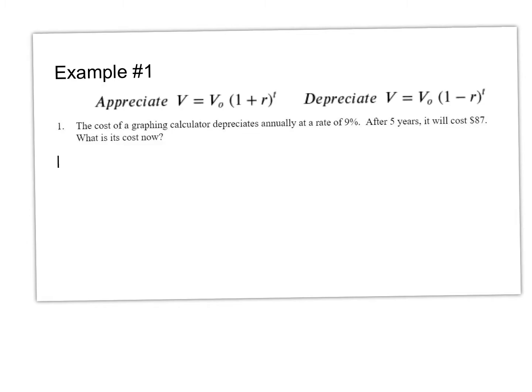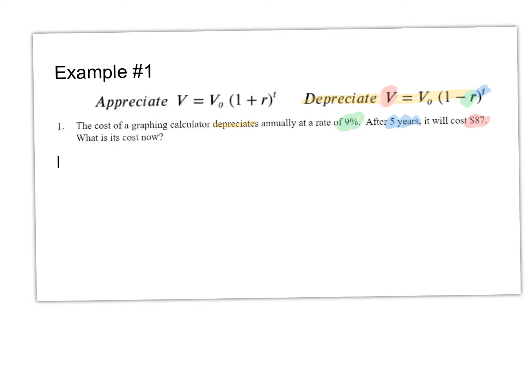Now, the first thing you do when you do a word problem is read it. The second thing we're going to do is go through and highlight all our valuable information. The cost of a calculator depreciates, which tells me I'm going to use the depreciation formula. At a rate of 9%, that's my rate. After 5 years, that's my time. The cost is going to be $87, which is 5 years in the future, so that's the future value, this one right here. And we're going to find out what it originally costs, or costs today.